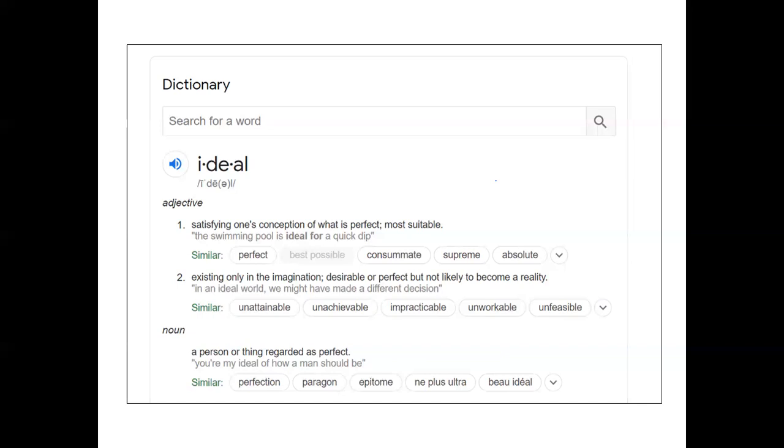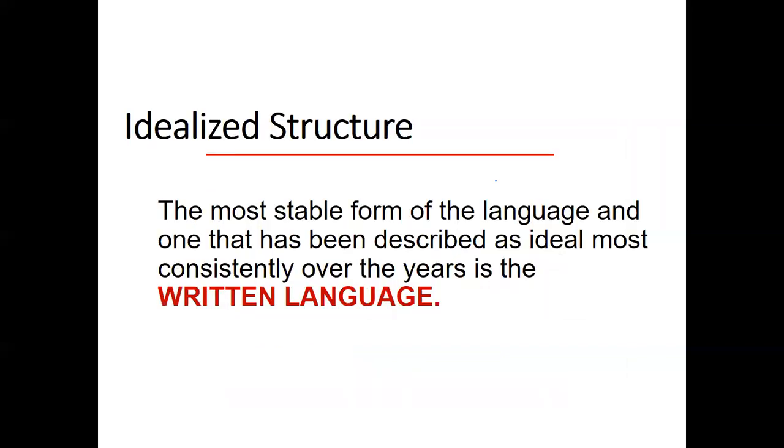There are steps on what we should do, and there are things that we should avoid that make the structure meaningless or grammatically wrong or erroneous. So basically, when we talk about ideal structure, what could it be? Language, or the voice, or the communication? I don't know. But right now, the ideal structure, the most stable form of the language, and the one that has been described as ideal most consistently over the years, is the written language.